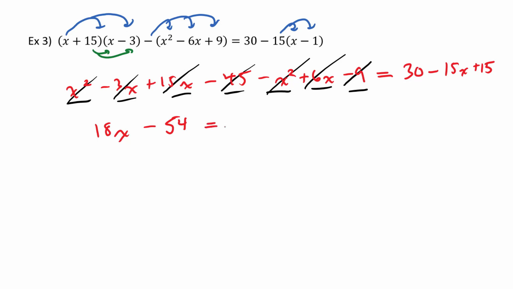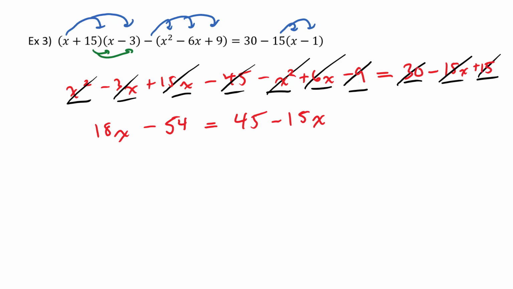Moving to the other side of the equation, we have two constants here. 30 plus 15 is 45. And lastly, we just have a single x there, minus 15x. Cross it off. Much more manageable.